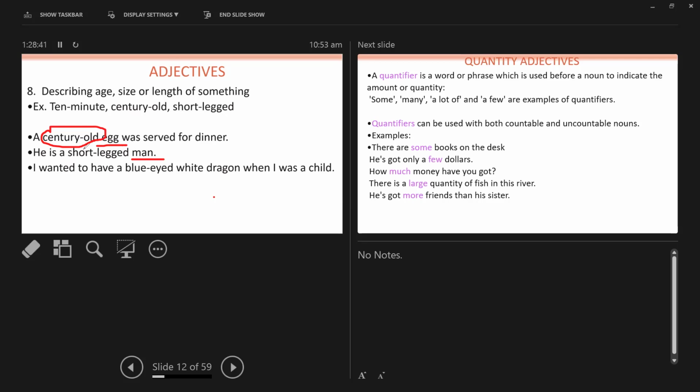So anyway, that's the adjective. Shake it off. Okay, next. I wanted to have a blue-eyed white dragon. Oh, grabe naman. Is there a blue-eyed white dragon? Well, dragons don't really exist, do they?